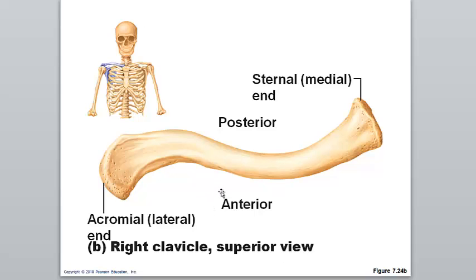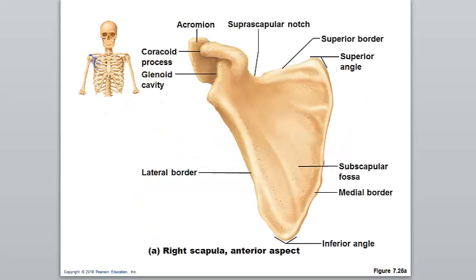If you look at the inferior view, there is no picture, but the inferior view is going to have a lot of grooves because the muscles are going to attach. It's not going to be as smooth as the superior view of your clavicle. Other than this, there's nothing much in your clavicle. Let's move on to the scapula.